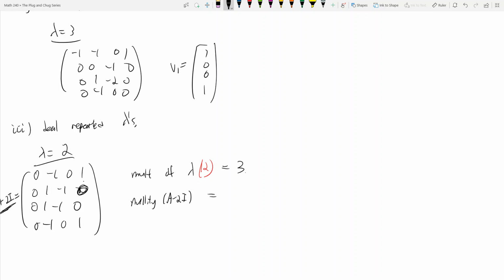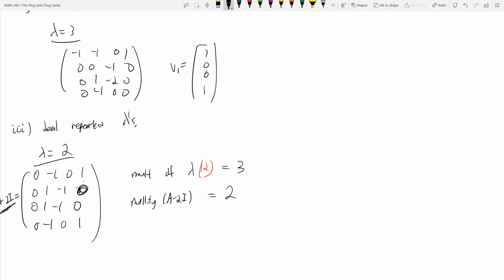And in this case, the nullity is going to be 2, right? Why is it 2? Well, it's because this row and this row are repeated, so one of them will cancel each other out. If you do row reduction, and then this row and this row are repeated, so yeah, they cancel out as well. Okay, so nullity is 2. Multiplicity of lambda is 3.